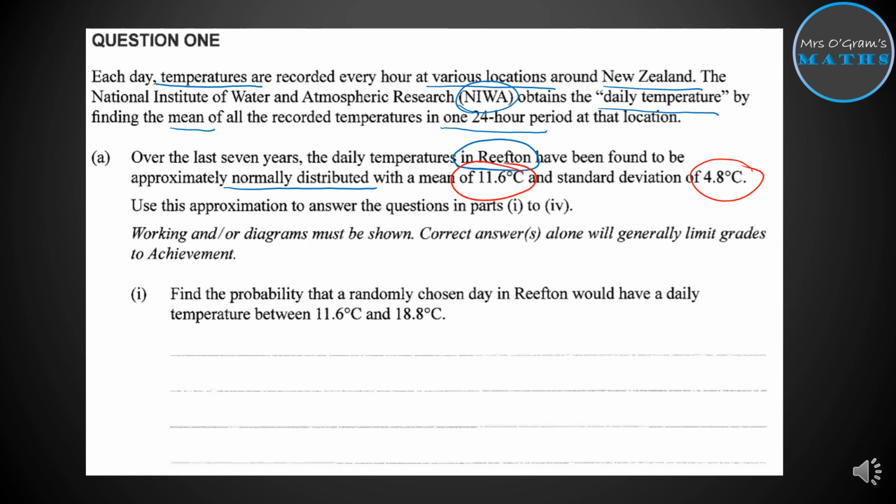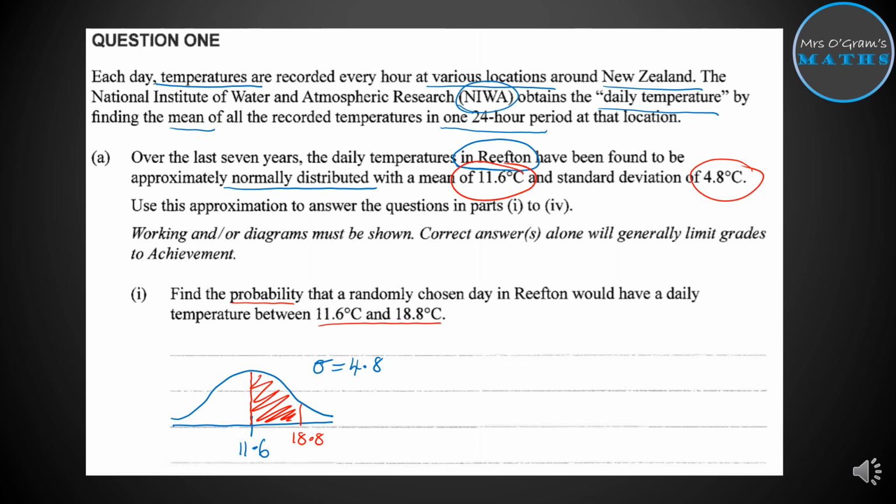We're going to work out the probability that a randomly chosen day in Reefton would be between 11.6 and 18.8. So the first thing that we need to do is draw a diagram. So we've got a normal curve. The mean is 11.6 and the standard deviation is 4.8, and we are working out the probability between 11.6, so that's right on the mean, and 18.8. We want to work out this area here. You can read that off the table or you can put it into your graphics calculator. I'm going to choose the second option.